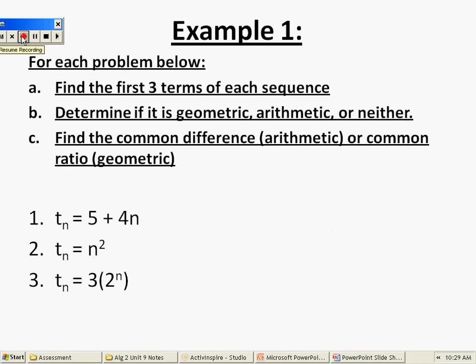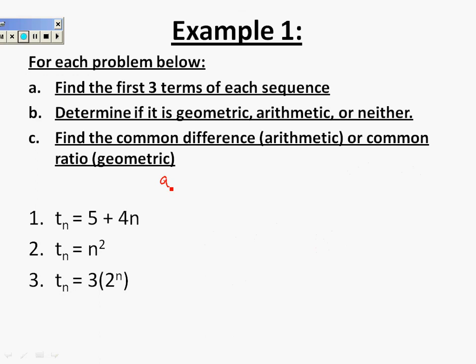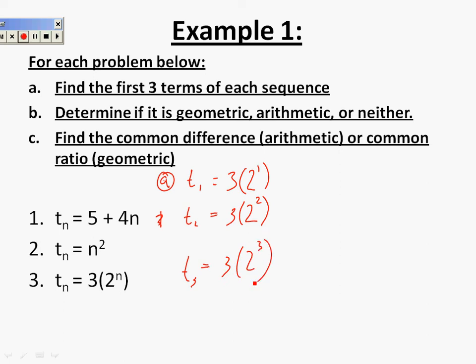All right. So we're going to find the first 3 terms, T1, T2, and T3. So we have 3 times 2 to the 1, 3 times 2 to the second, and 3 times 2 to the third. What do I do first, guys? You do the power first, right? Exponents first in order of operations. So what you're going to do first is 2 to the first power. What is 2 to the first power? 2. And then you do your multiplication. What's 2 times 3? 6.